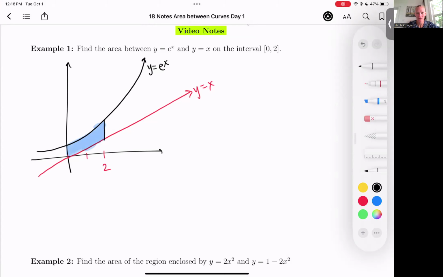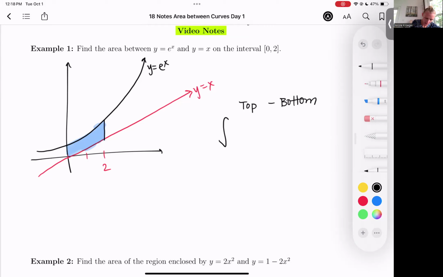And if you remember from last year, what we would do is we could do top curve minus bottom curve, because essentially what we're doing is we're finding the area under e to the x and then subtracting out the area under y equals x. So we had an integral of top minus bottom.